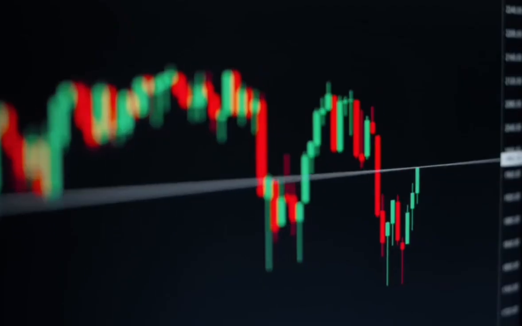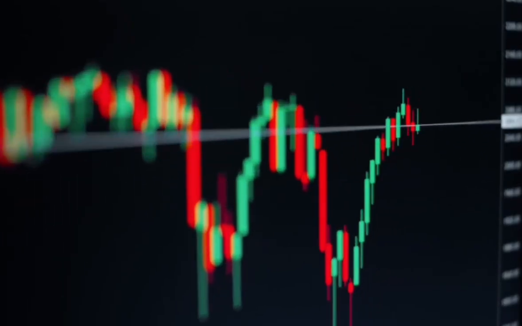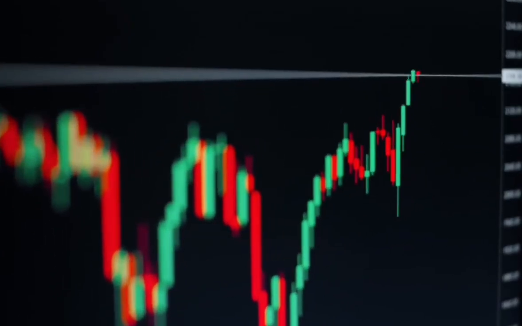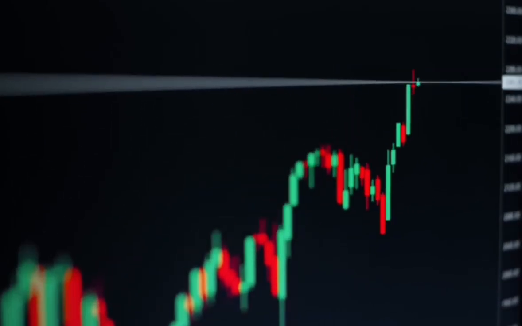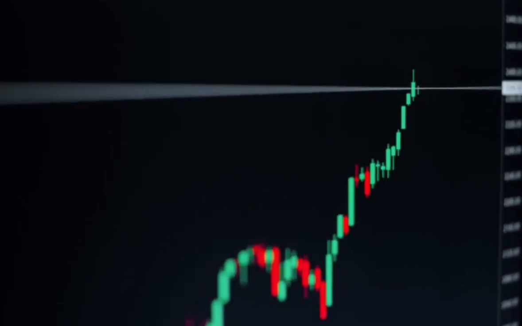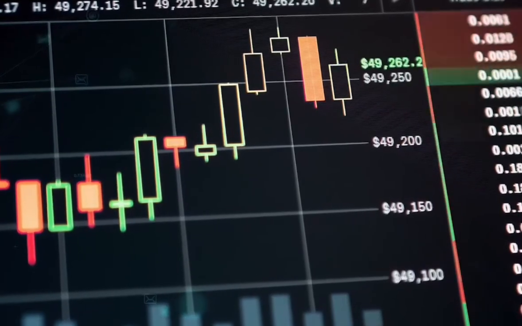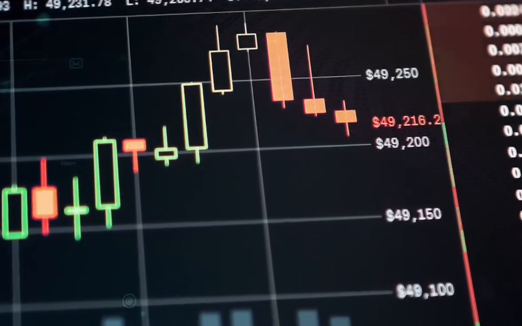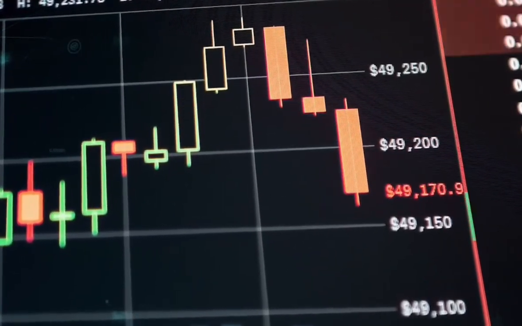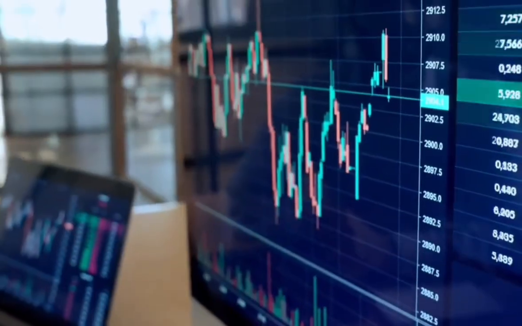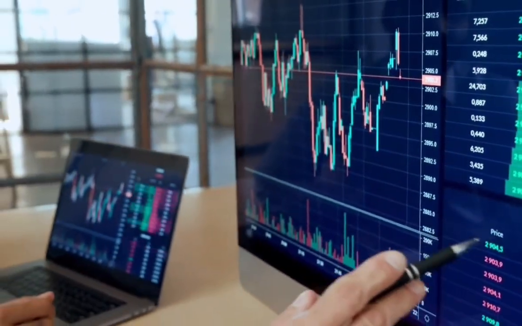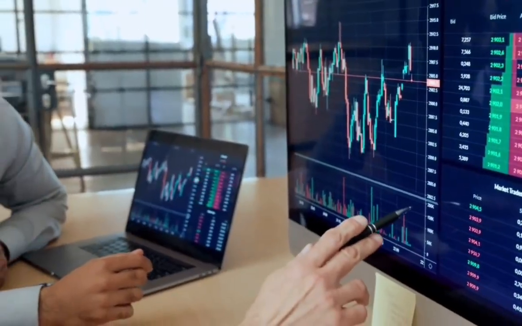Learn to spot high probability reversals before they happen, using just a simple strategy, using simple candlestick anatomy.